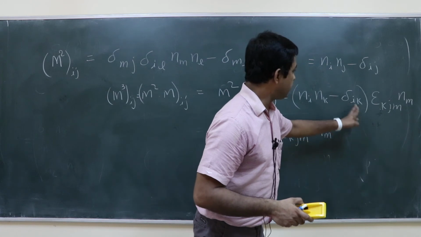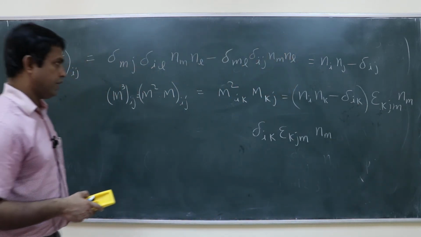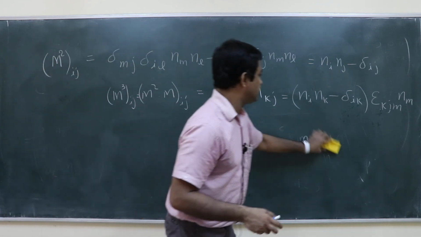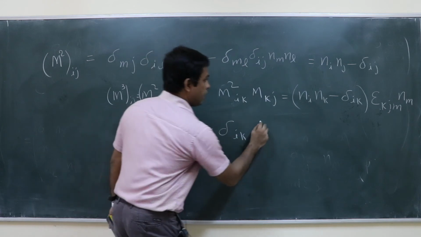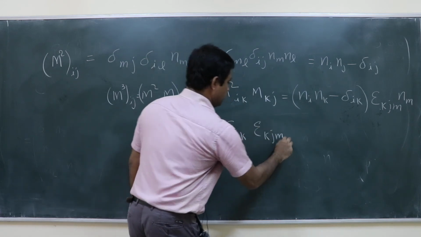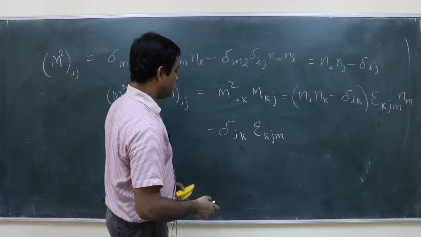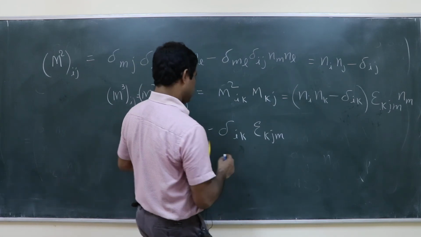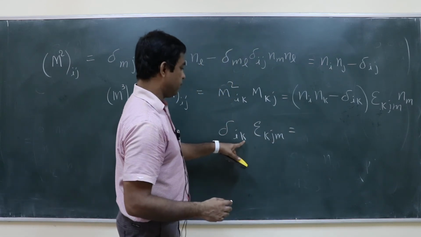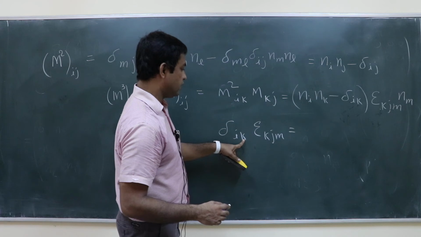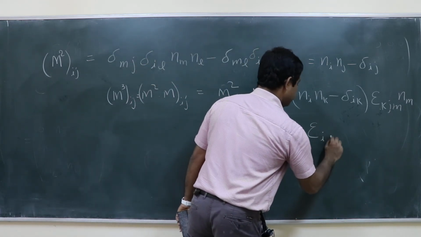Epsilon ijm, delta ik and epsilon kjm. So you are saying delta ik epsilon kjm. Obviously there is a delta ik, there is a summation over k, so I can remove this delta. Let me not worry about the minus sign. I can remove this delta by replacing wherever there is a k with I. That is what you are saying, right? So this is I, j, m.